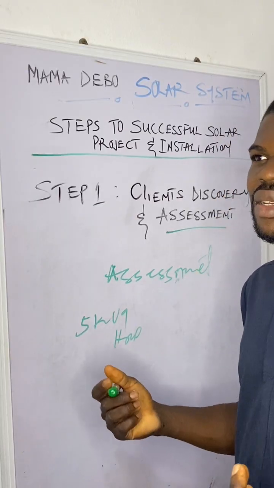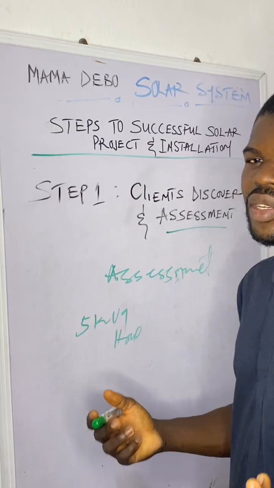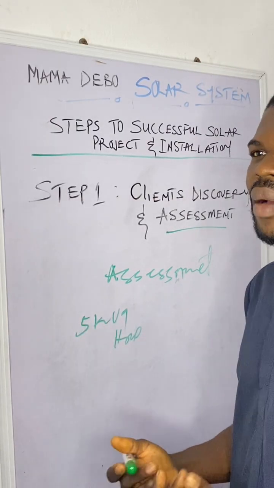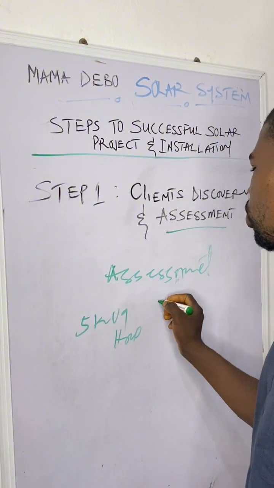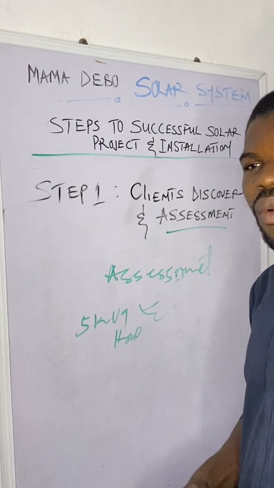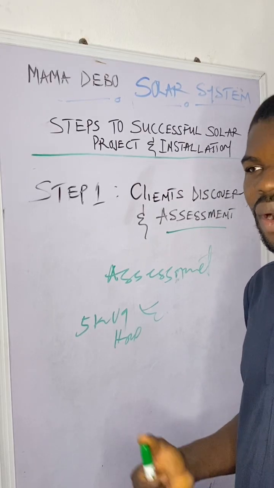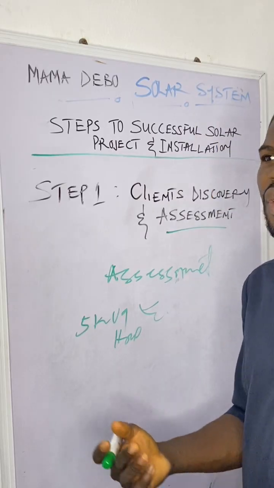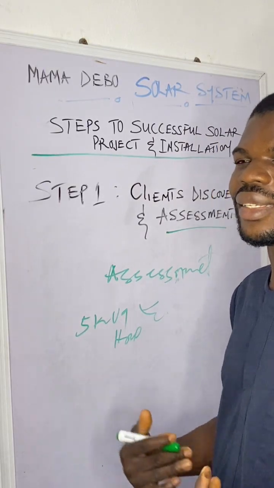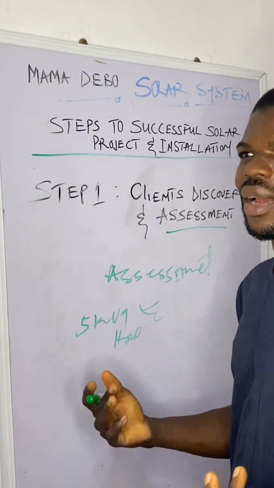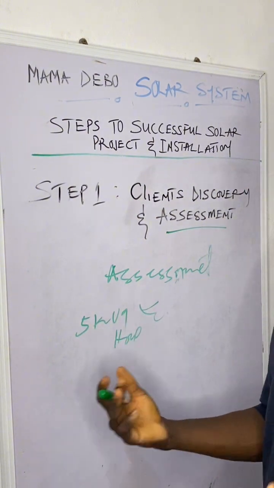But an experienced installer, or an established company, doesn't just jump to the amount for the 5 kVA inverter. They first ask the client, what are the things you want to power? What are the things you want to use the system for? So that they can understand the client's need. So the first thing is, when you discover your client, you go for assessment.